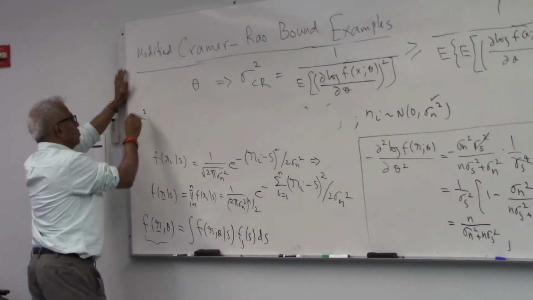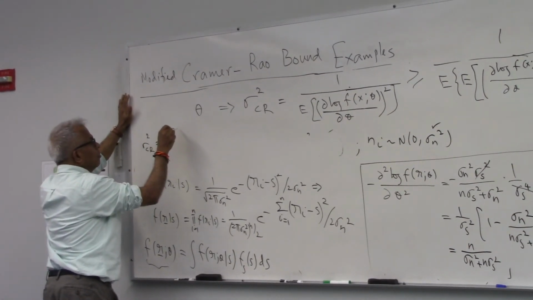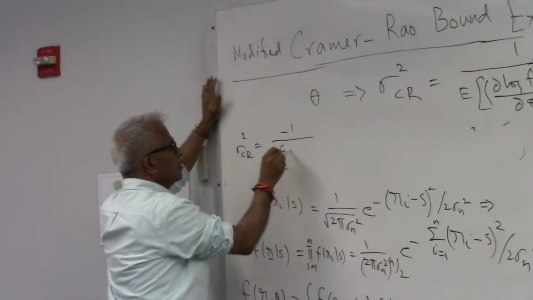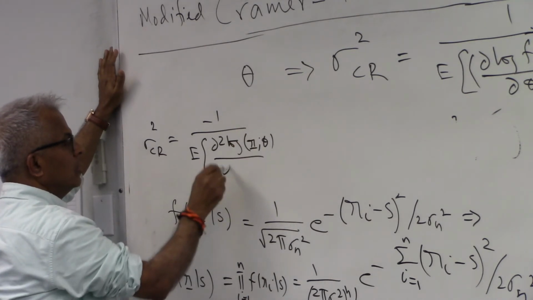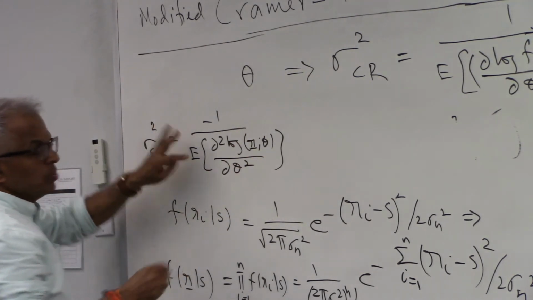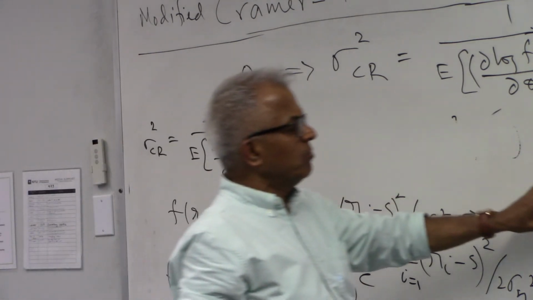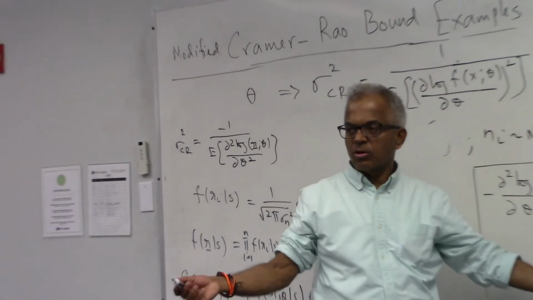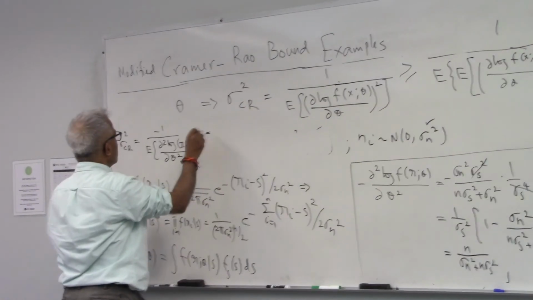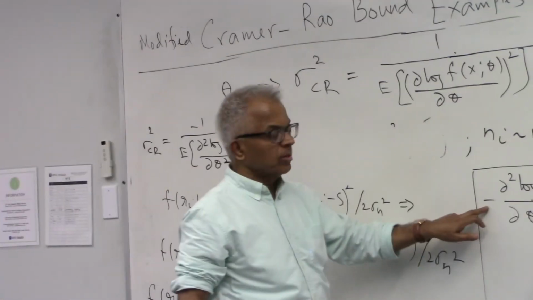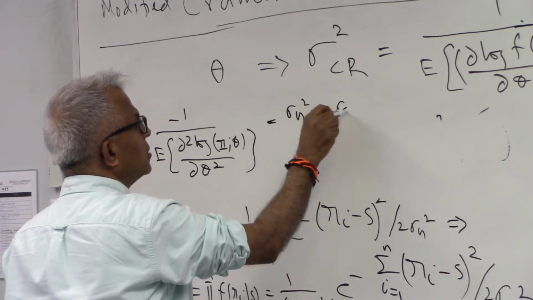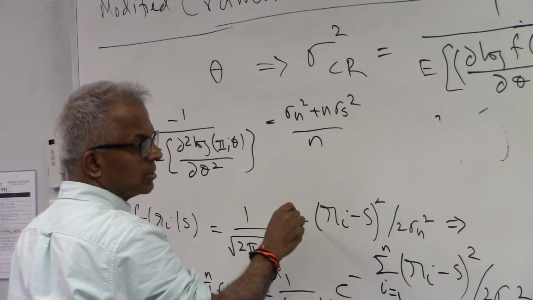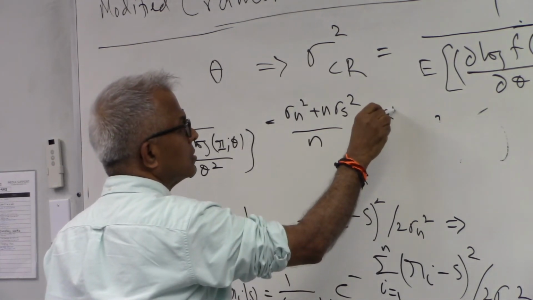The Cramer-Rao bound is going to be minus 1 over the second derivative of log f of r given theta, d theta squared. So if you take this minus here, the expected value of this is just a constant. So the expected value of it is by itself. So the denominator is what we have. So the Cramer-Rao with the minus 1 is, look, minus 1 is already here. So this is going to be sigma n squared plus n sigma s squared over n.